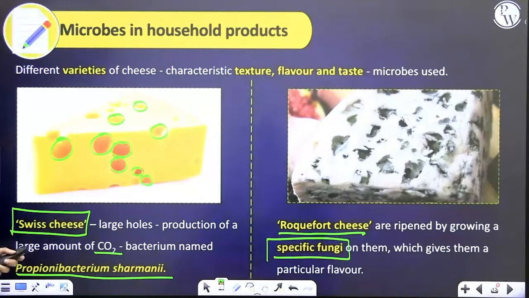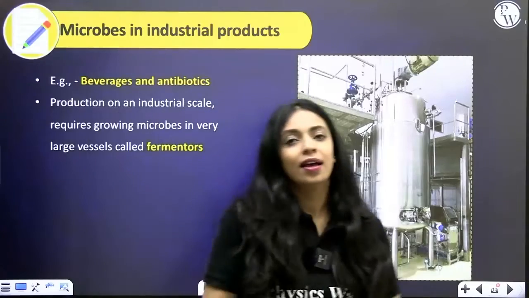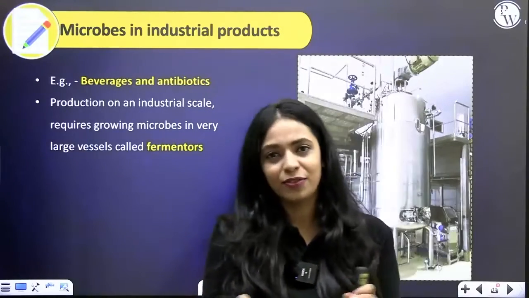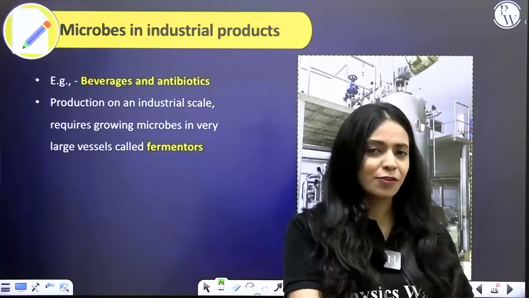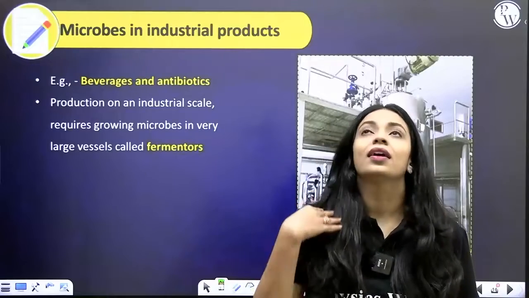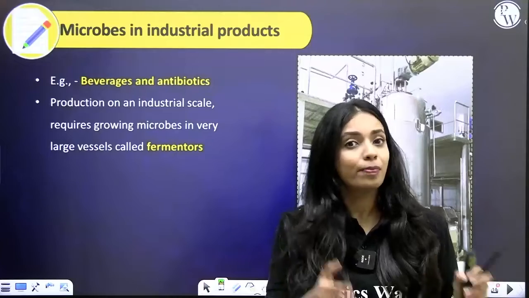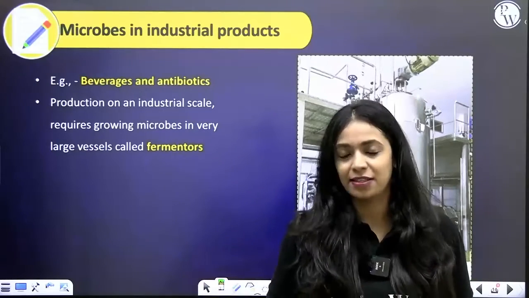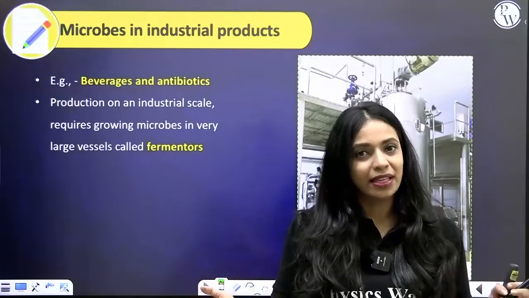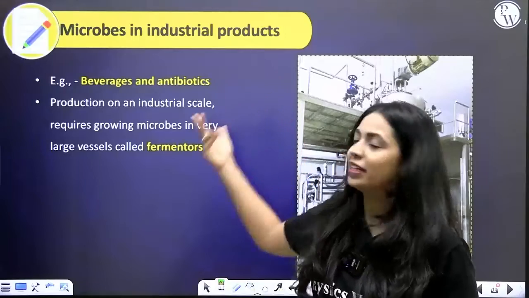Now, let's talk about microbes in industrial products. Whenever we make dosa and idli at home, we do it on a small scale. If there's a family of 4 or 5 people, you make just that much batter. But there are certain industries that rely a lot on microbes. If not for microbes, those industries cannot even exist. And these are industries that are like $1 million businesses. Can you guess what they are? They are the brewing industry and the production of antibiotics.